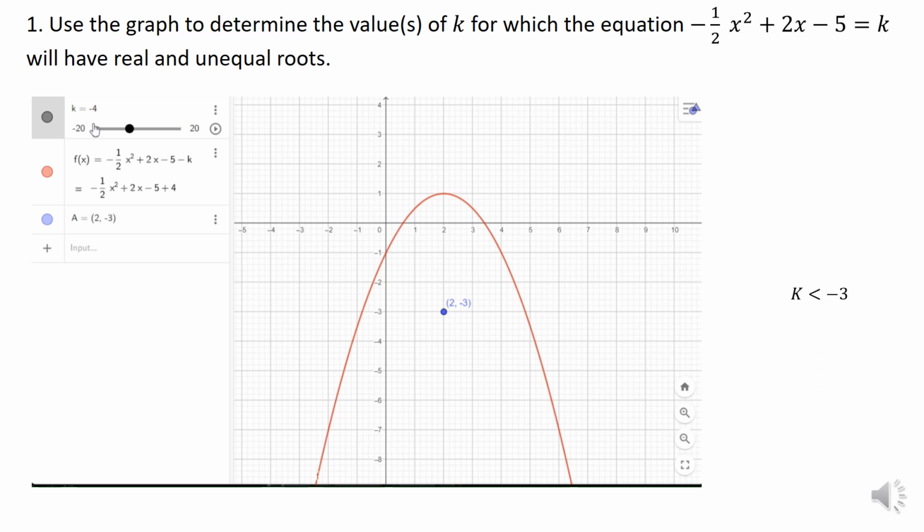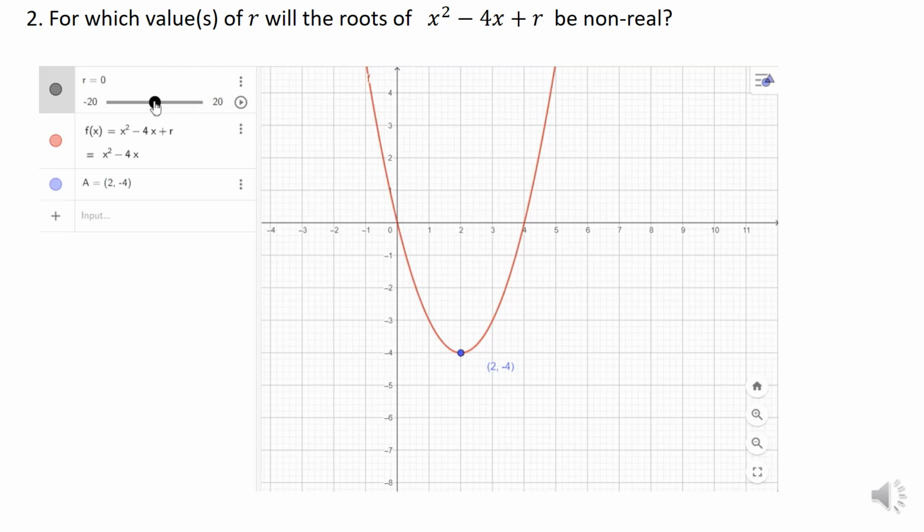So you'll notice that k is less than negative 3. Although it went up, you may think that k should be greater than negative 3, but please remember that because of the negative k, meaning the sign changes, you change the inequality sign as well.